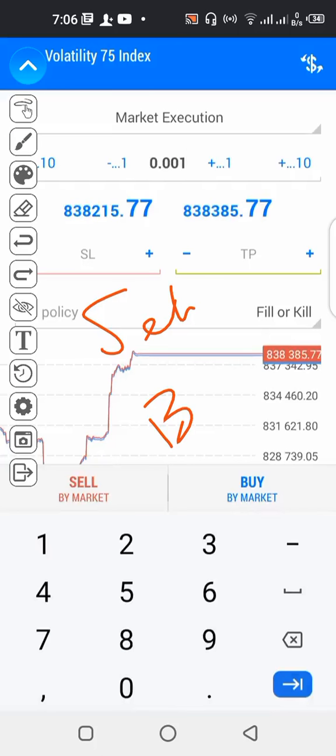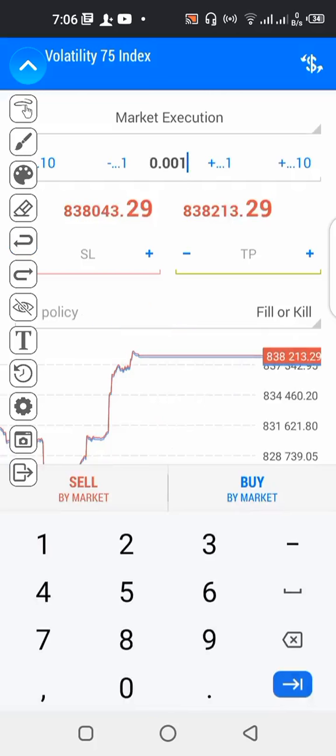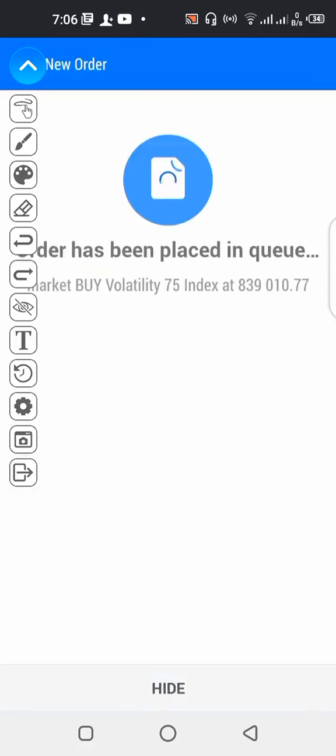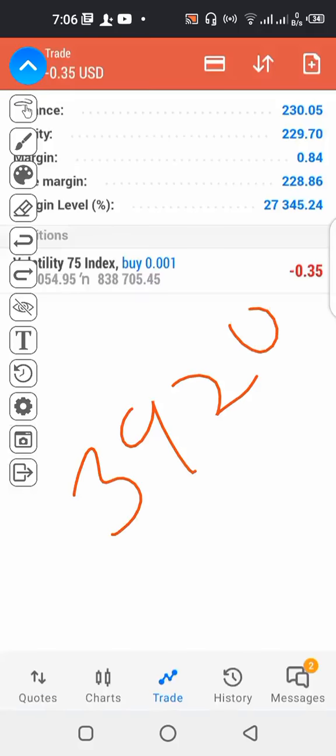Okay, if you're buying, you place a sell stop. If you're selling, you place a buy stop. Now, the edge spacing for your sell stop or your buy stop is 3,920.